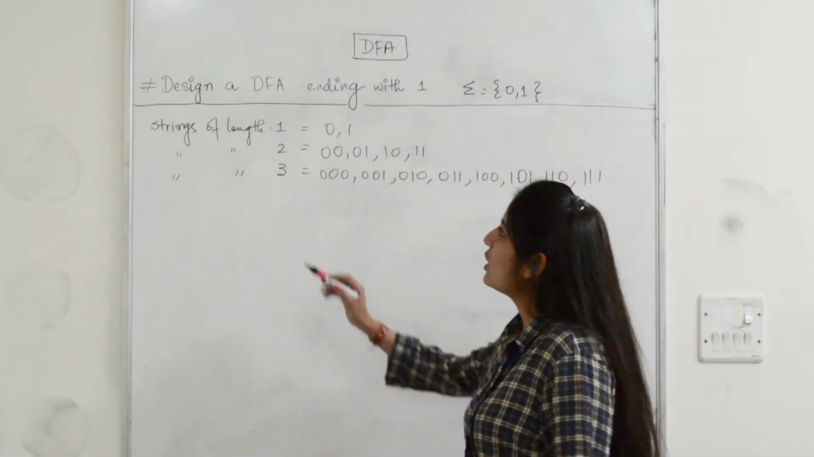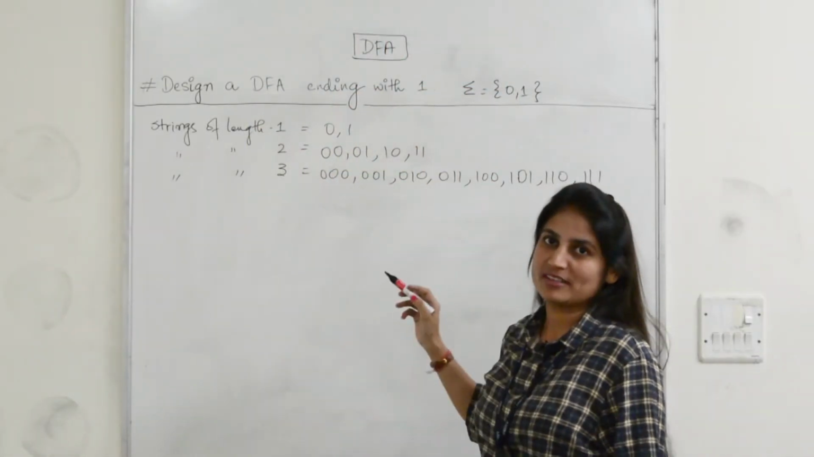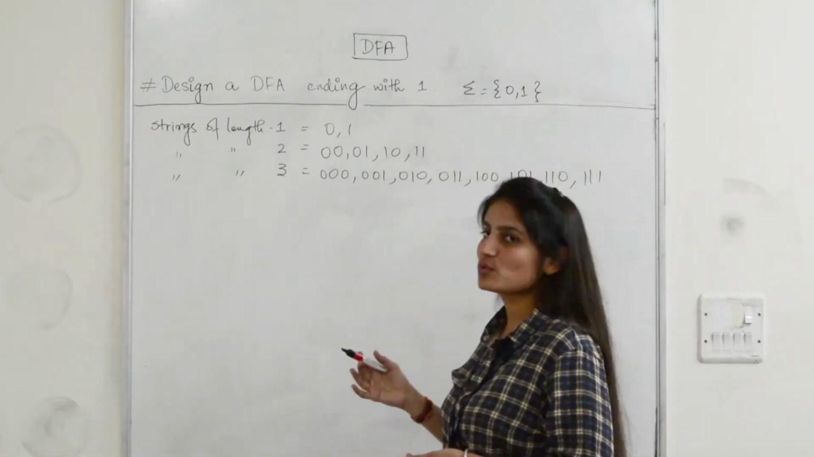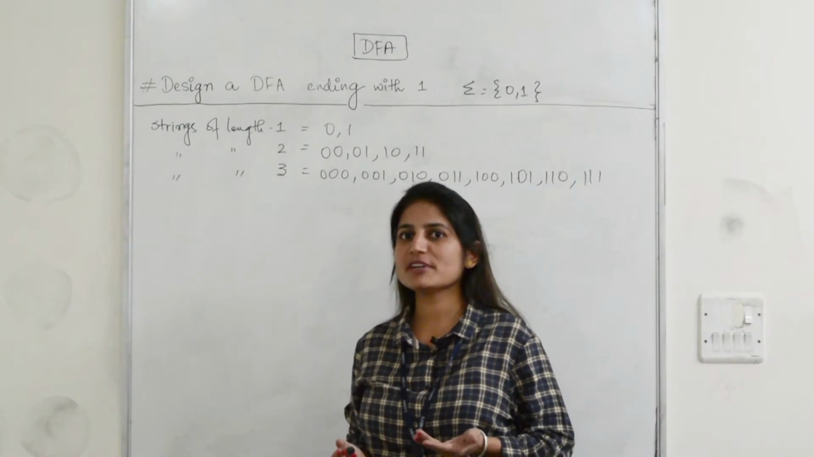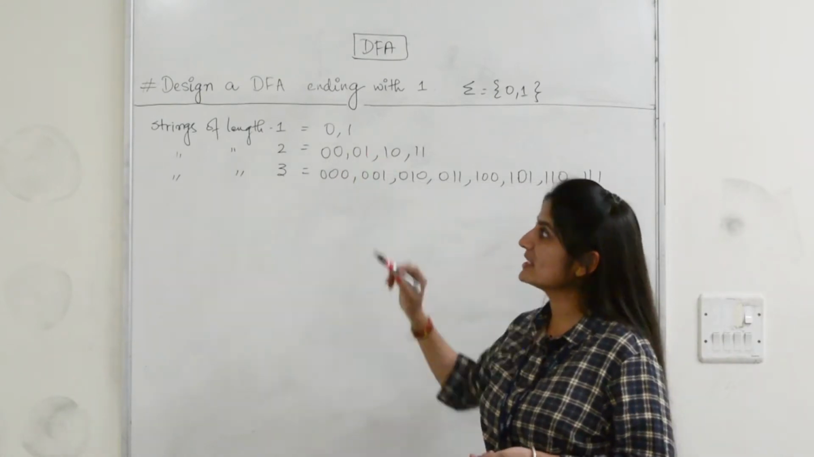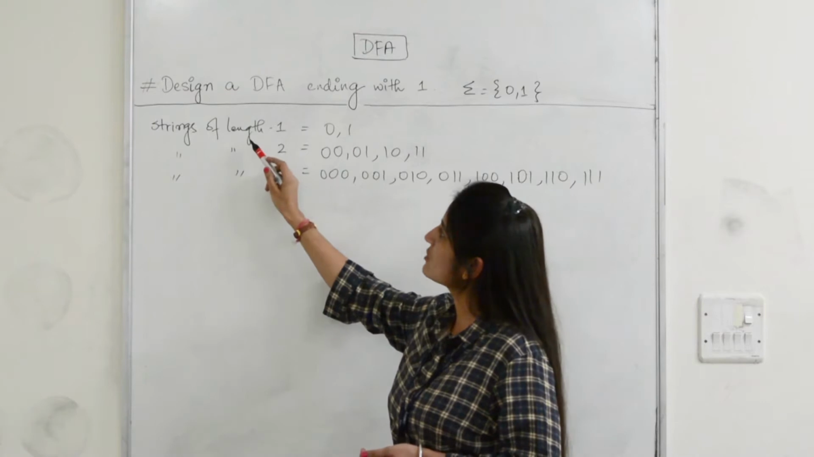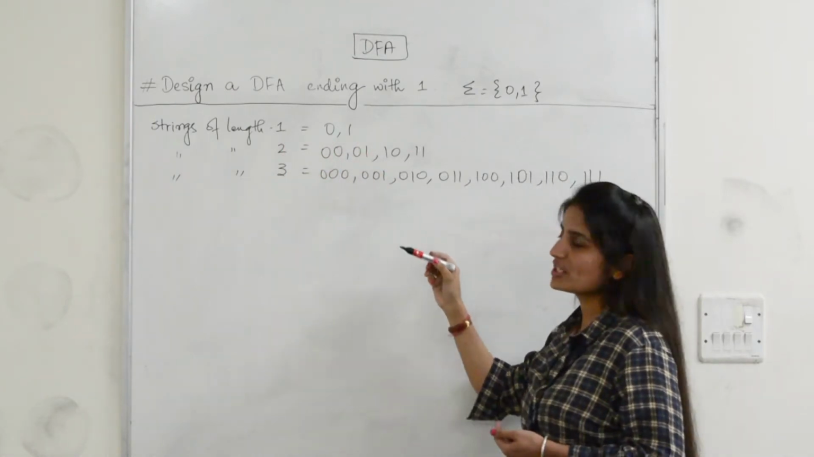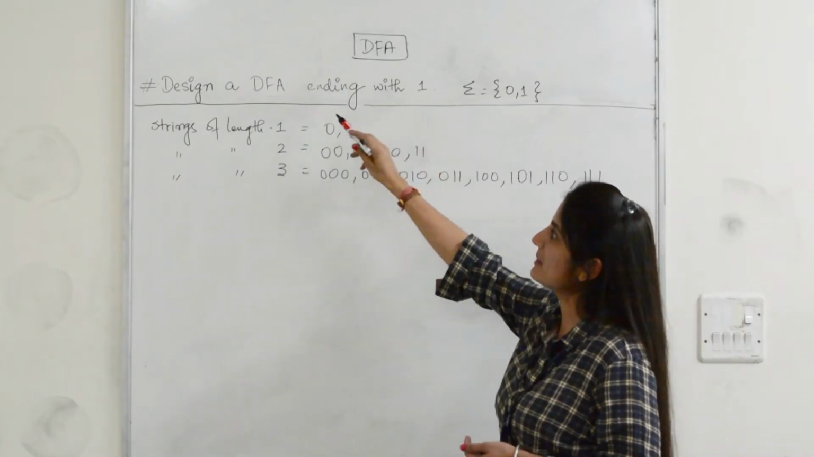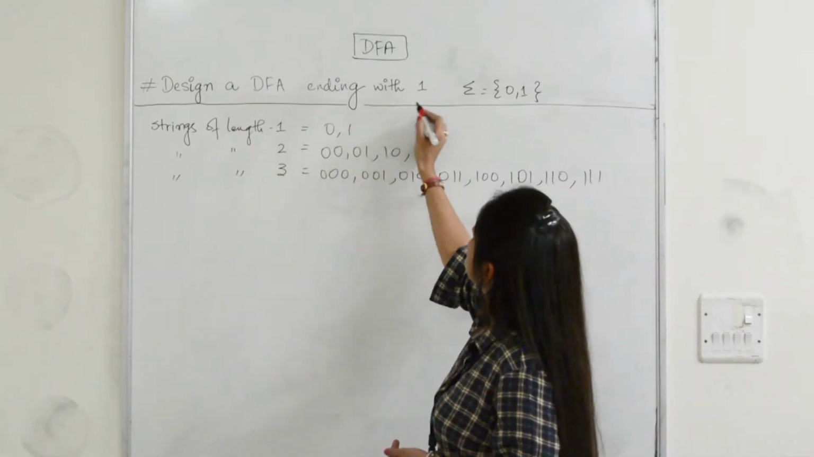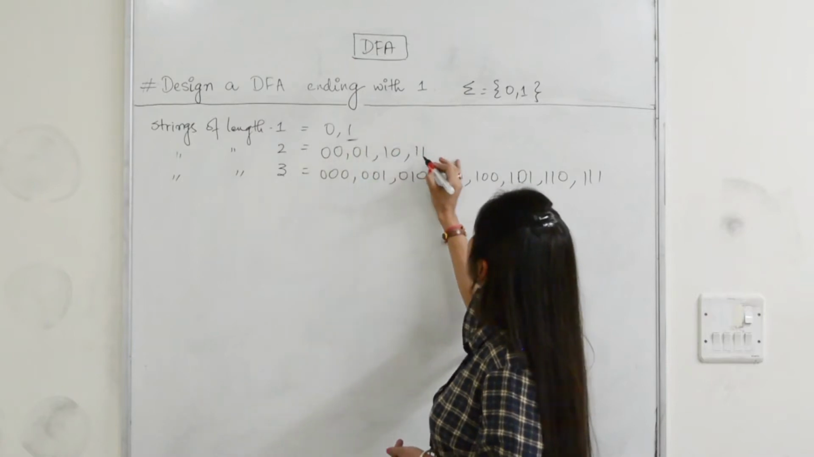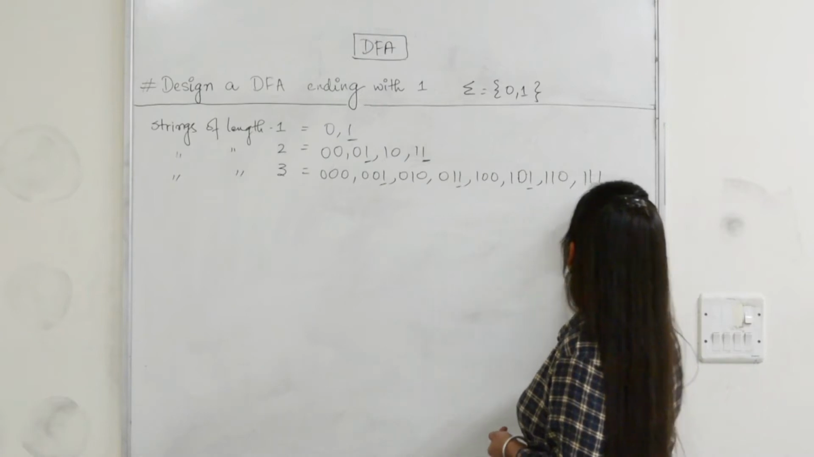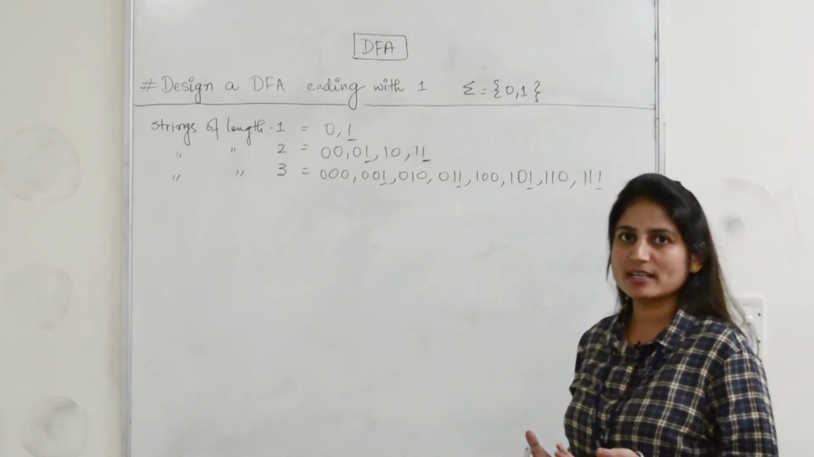So now we'll design a DFA ending with 1, where the input alphabets are 0 and 1. In such types of questions, first of all, we identify the strings which will be accepted by this DFA. The possible strings of length 1 are these, of length 2 are these, and of length 3 are these. Out of these strings, we have to select the strings which this DFA will accept. The strings ending with 1 will be these. These are the given strings which will be accepted by our DFA.